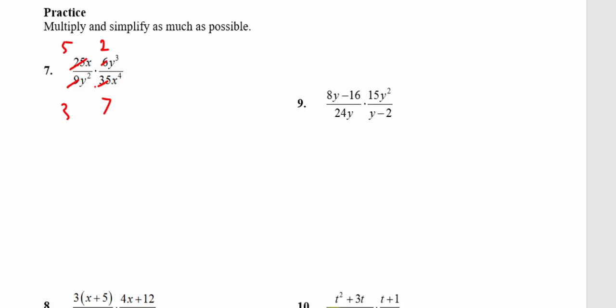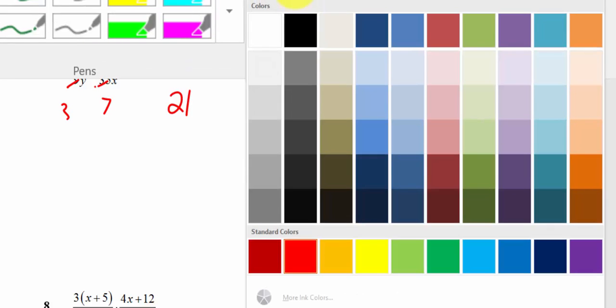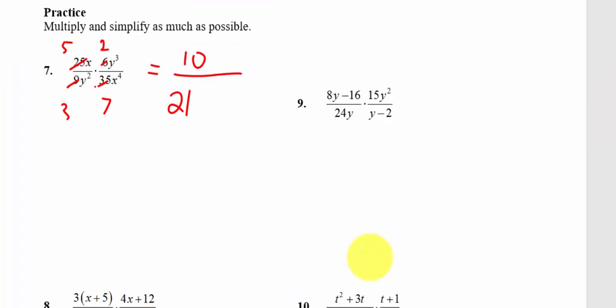So now when you multiply across the top, you'd have 5 times 2 is 10. And on the bottom, you'd have 21. Now we have to handle the x's and the y's. Let me change the color of my pen here to, let's use yellow. You notice how I have an x here and a y here. I could multiply those to get x y cubed.